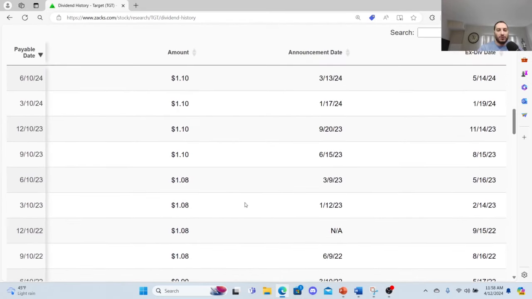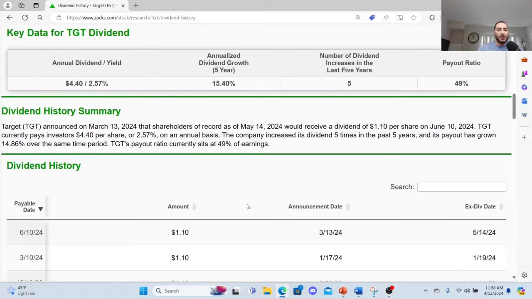Then 2023, 2024, 1.10. Their payout ratio, according to Zacks, is 49 cents. Number of dividend increases in the last 5 years is 5. Dividend growth in 5 years is 15.40%. If you bought one share, you made 440 with a 2.57% dividend yield. So I just showed you the Target schedule.